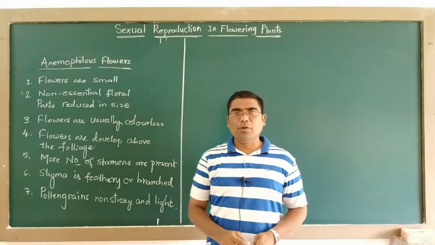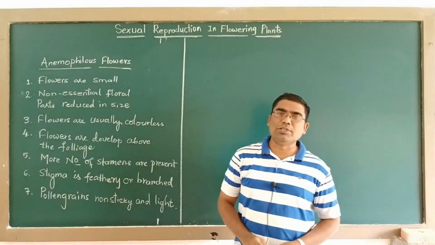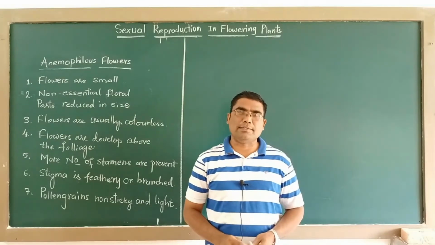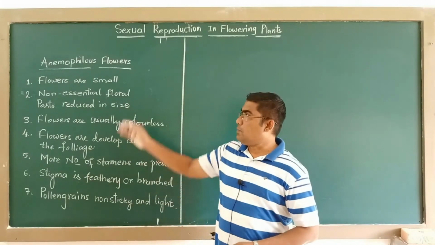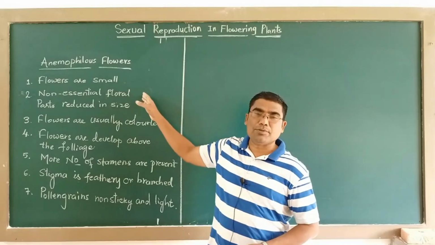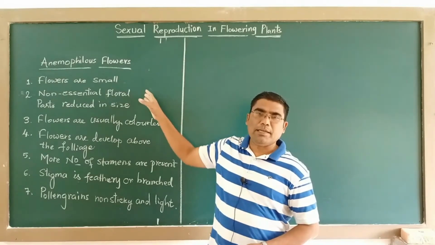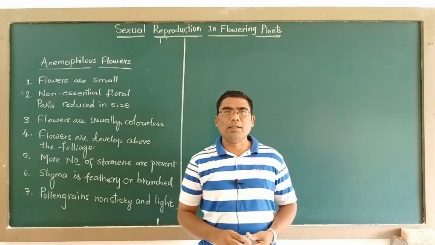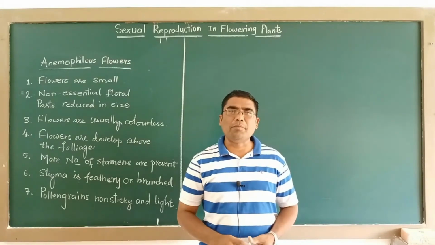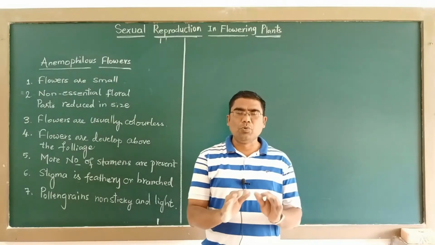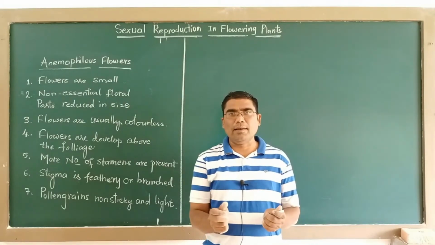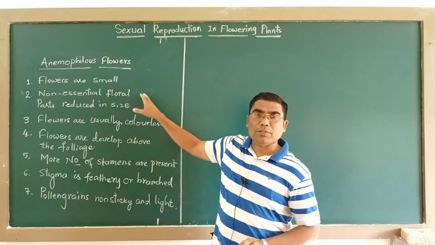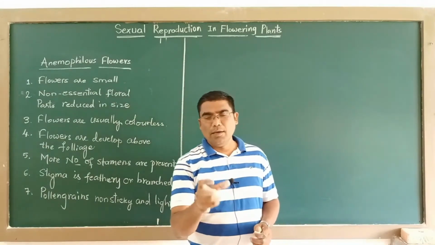Here, in anemophilous flowers, non-essential floral parts are reduced in size. They are smaller in size. Already I explained what happens with a big structure. It may create a problem for the flow of wind, or pollen grains are not easily carried by the wind in a bigger structure. To avoid these problems, flowers have become smaller in size and also non-essential parts have reduced their size.